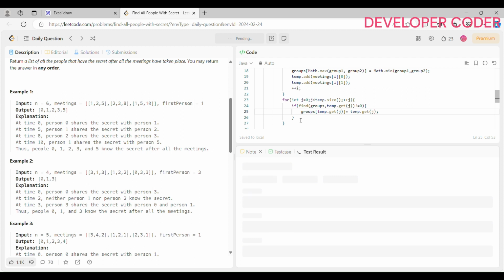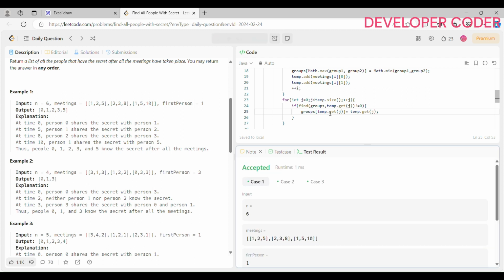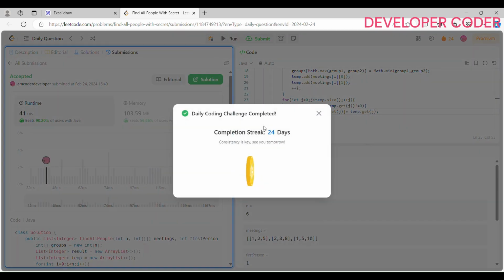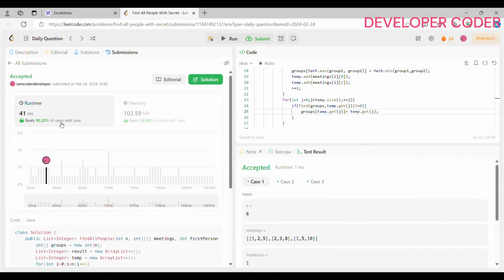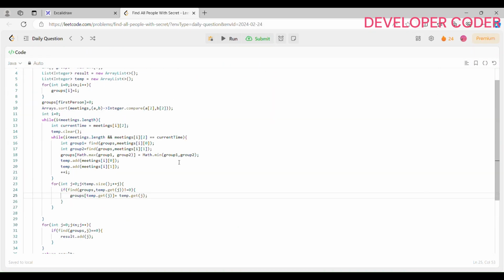Okay, so all the test cases have been accepted. Now let's submit our code. So our solution is accepted as well, and it beats 90% of users with Java. So I hope that you guys are able to understand today's problem.